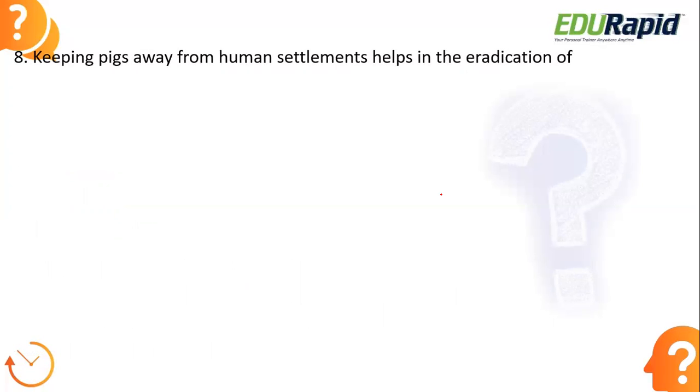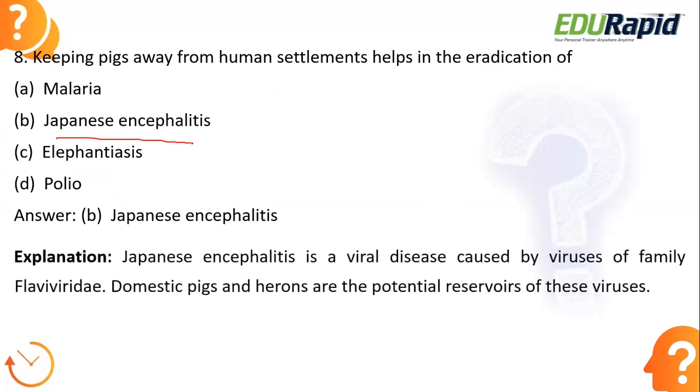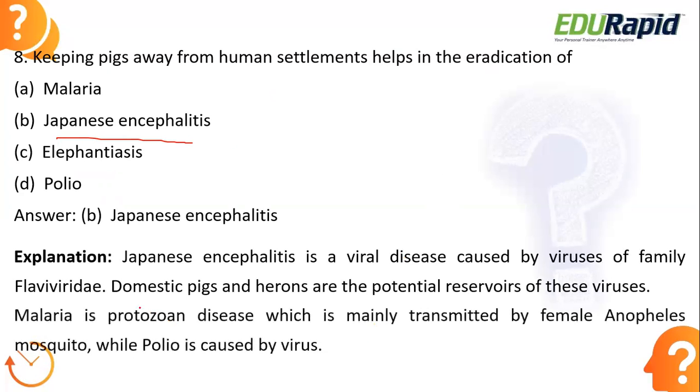Keeping pigs away from human settlements helps in the eradication of malaria, Japanese encephalitis, elephantiasis, polio. Okay, here the right answer is option B, Japanese encephalitis. Because pigs and herons are the animals which are usually the carriers.